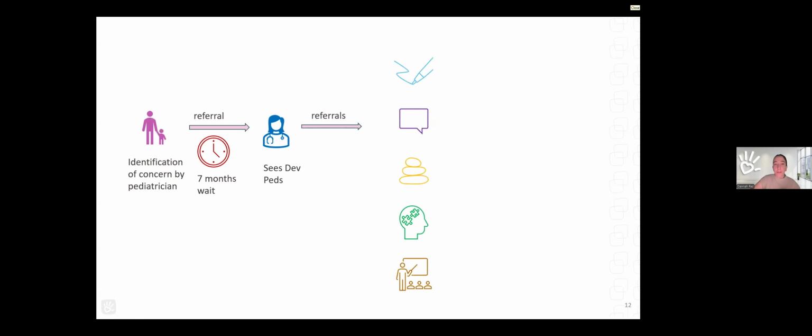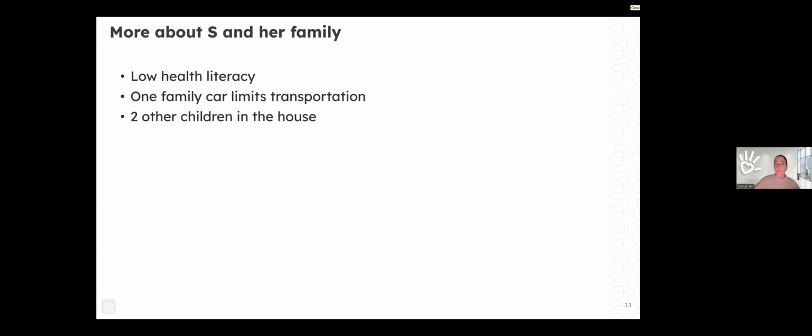Okay, so now we have all of these things to do. So the top would be the application, speech therapy, occupational therapy, ABA, and then school. So a little bit more about S and her family. They have low health literacy. One family car limits transportation, and there are 2 other children in the household.